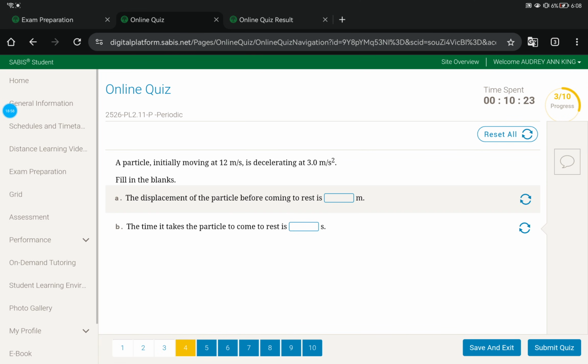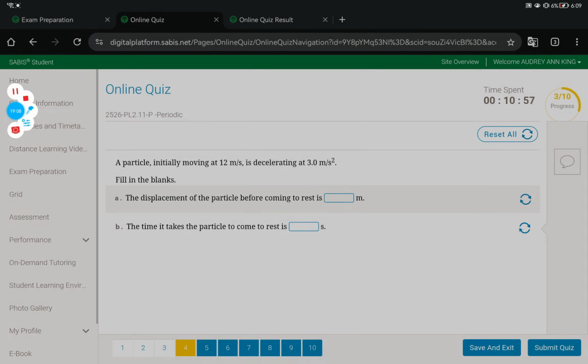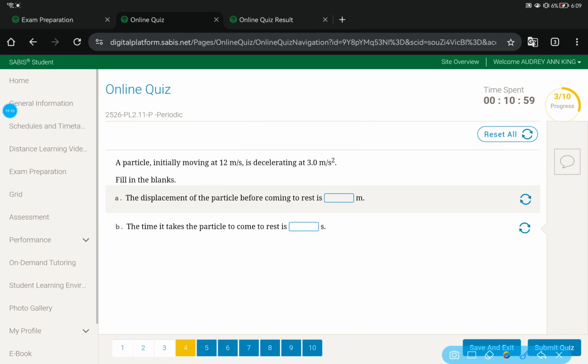A particle initially moving at 12 meters per second is decelerating at 3 meters per second squared. The displacement of the particle before coming to rest is blank meters. So we're going to use the same formula as last time: velocity squared equals initial velocity squared plus 2 times displacement times a.